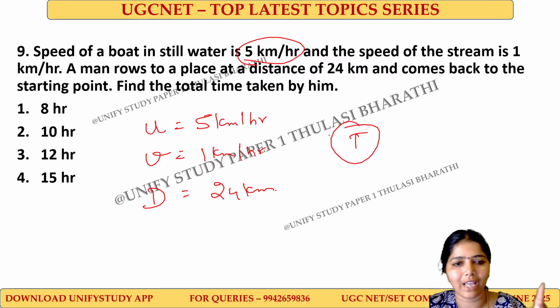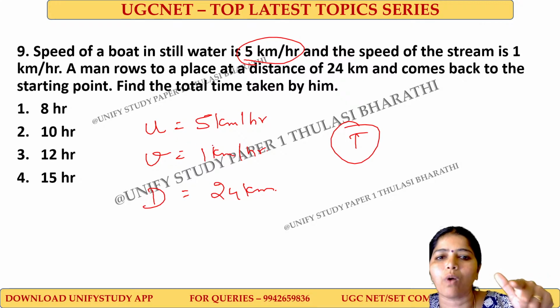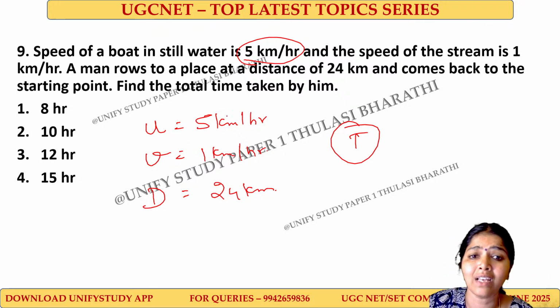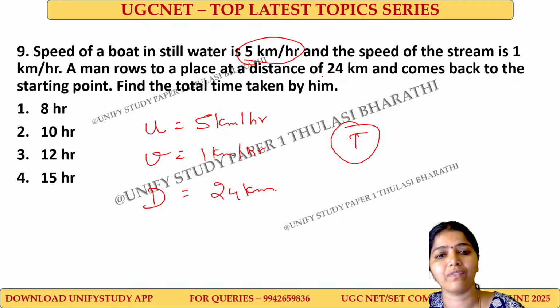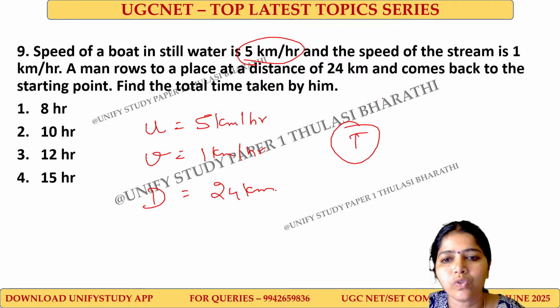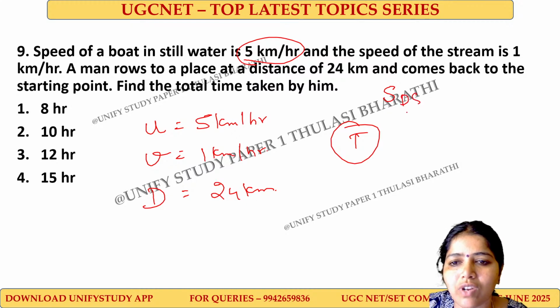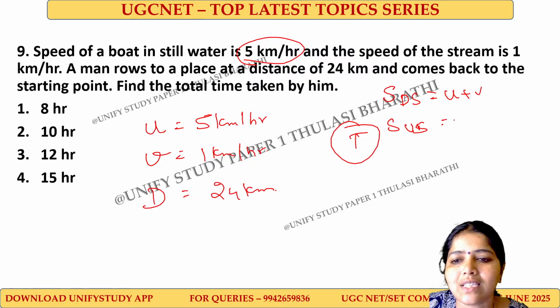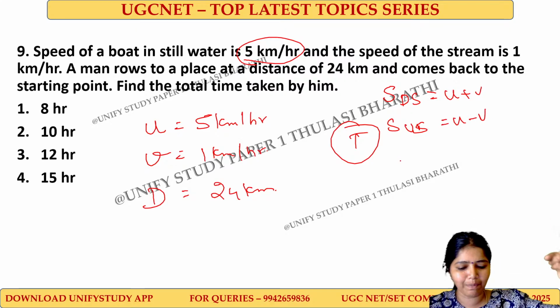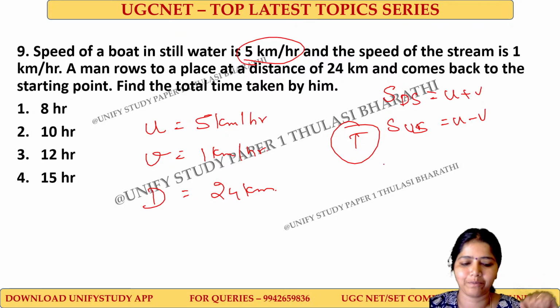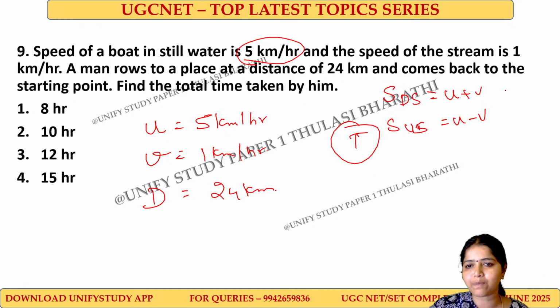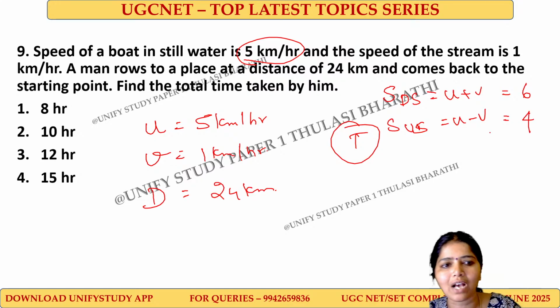They have given the speed of the boat in still water, the speed of the stream, and the distance covered. We have to find out the time now. For that, calculate the speed of the downstream and the speed of the upstream. This is nothing but u plus v, and this is nothing but u minus v, and simply when we add, we will easily get it. So what is the speed of the downstream? That is 5 plus 1, that is 6. And what is the speed of the upstream? 5 minus 1, it is 4. So this is the speed of the stream.